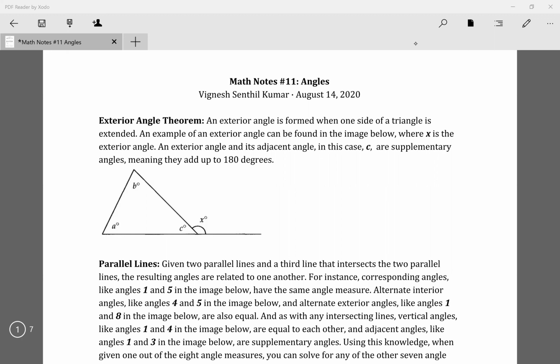Today we're going over angles. There are basically three main things you need to know about angles, and we'll be going over those three, and I'll do like 4 out of the 15 practice problems I've attached.